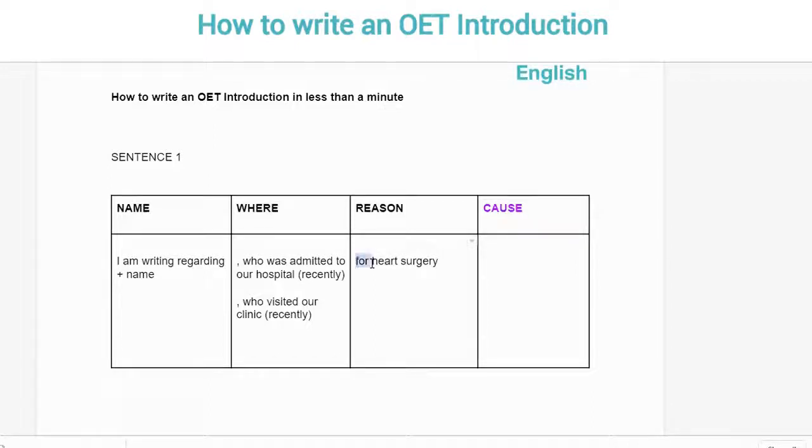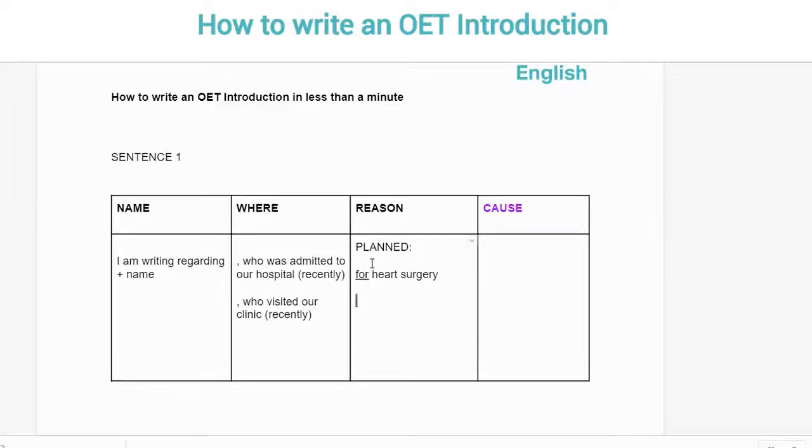Now, we say for only when it's planned, interestingly, right? So this is for planned reasons. So I could say for heart surgery. I could say for a checkup, right? It's only things that are planned.